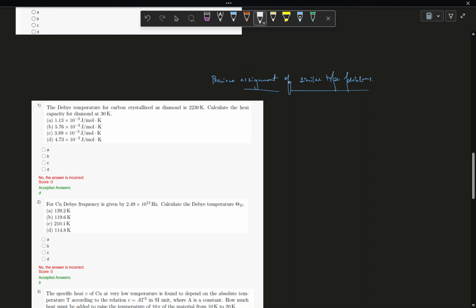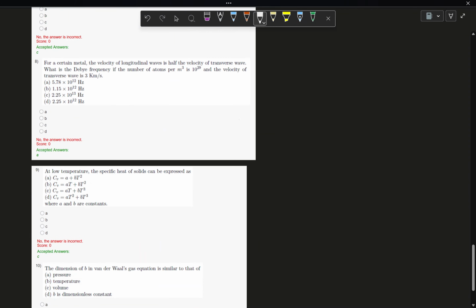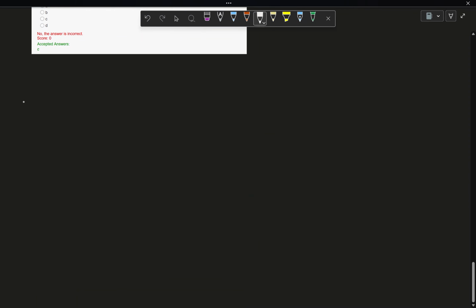Okay, so the first question is, let us read this. The Debye temperature for carbon crystallized as diamond is 2230 Kelvin. Then calculate the heat capacity for diamond at 30 Kelvin. So basically you have the Debye temperature mentioned. You have to calculate what is the heat capacity CV of diamond at some other temperature T equal to 30 Kelvin. Okay, so as you can see, the question is based on the Debye theory of specific heat, because it has particularly mentioned the Debye temperature for that particular sample.